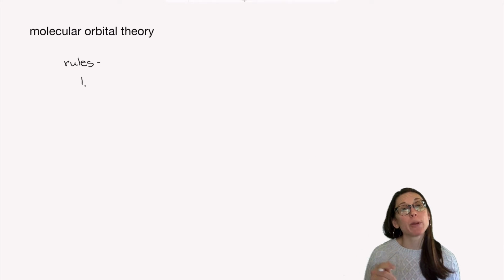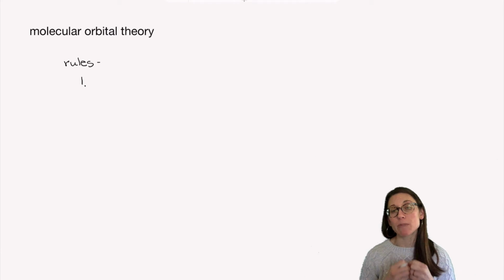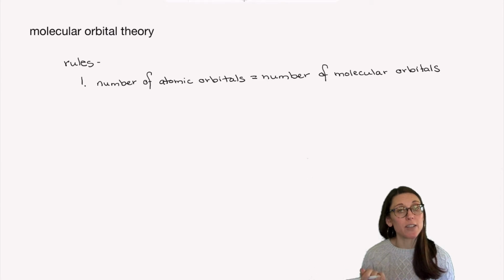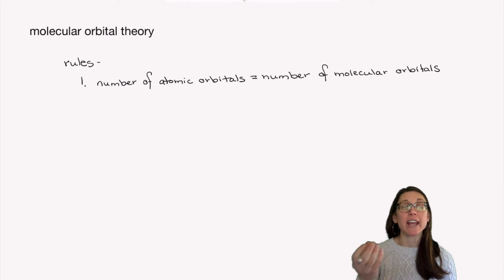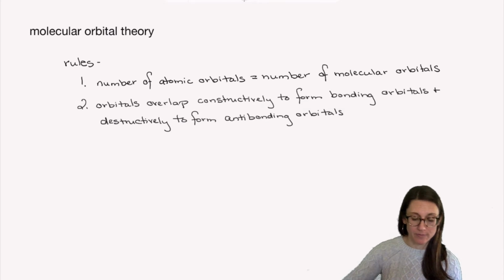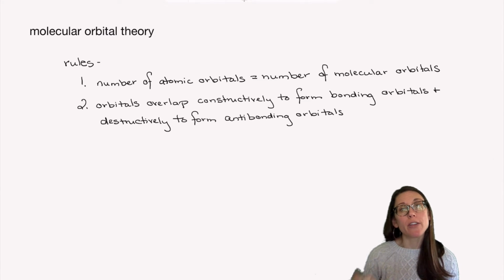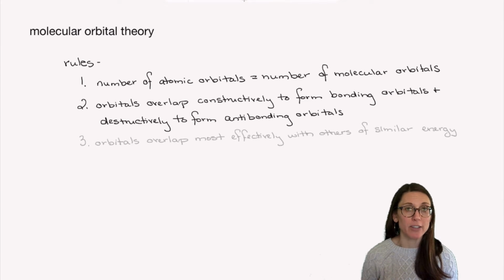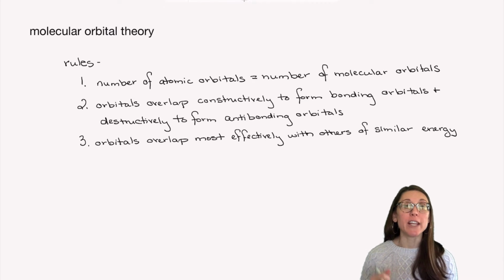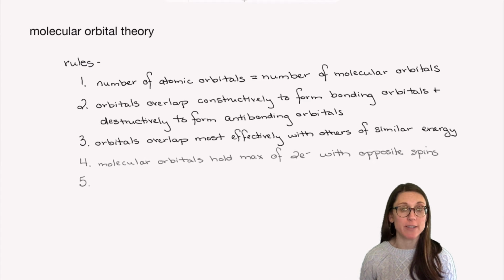The number of atomic orbitals that you are combining is going to be equal to the number of molecular orbitals that form. Second, orbitals can overlap in one of two ways. They can overlap in a constructive manner to form bonding orbitals, or a destructive manner to form antibonding orbitals. Third, your atomic orbitals combine most effectively with other atomic orbitals of similar size and energy. Fourth, each molecular orbital can accommodate at most 2 electrons with opposing spins.